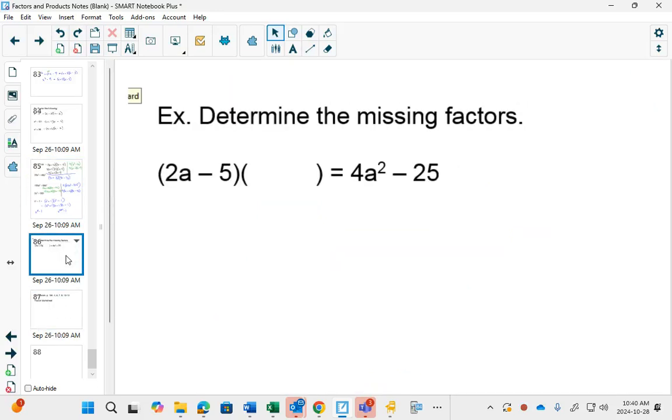All right, we have one question left. Determine the missing factor. How'd you do? To get the 4a squared, does it make sense that this would need to have a 2a in front? And if your last one's a 25 and this is a 5, does it make sense that it has to be a 5? And if your outside and inside have to cancel out, we have to have a plus there.